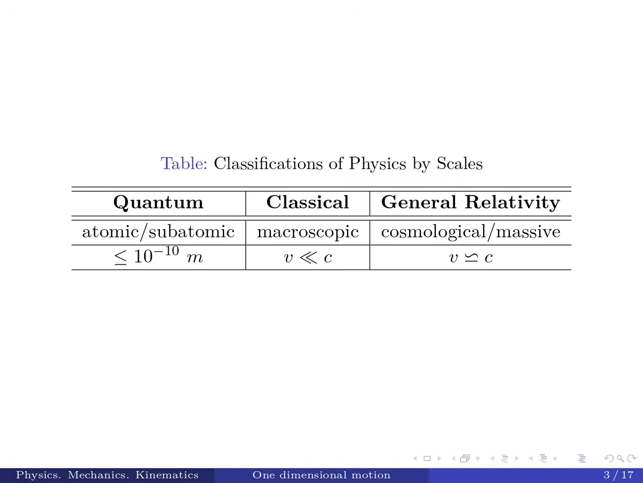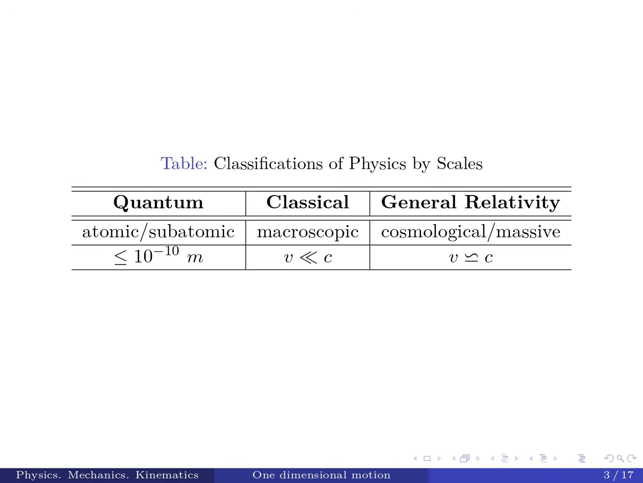Classical physics typically applies to macroscopic systems, from everyday objects to planetary motion. It can also be applied to microscopic systems, such as molecules and atoms. However, it becomes less accurate at atomic scales, where quantum effects dominate. Moreover, in classical physics, objects move at velocities much smaller than the speed of light.